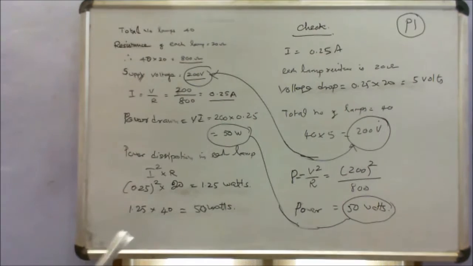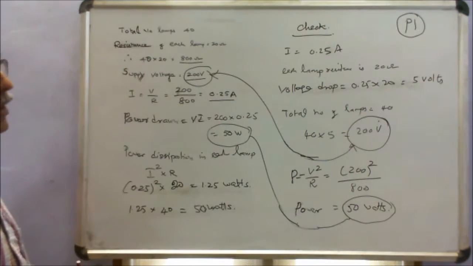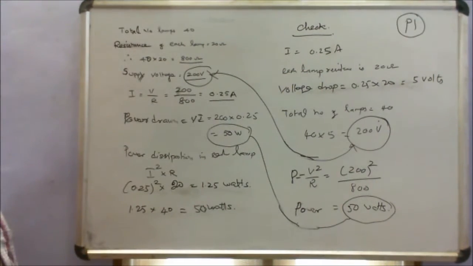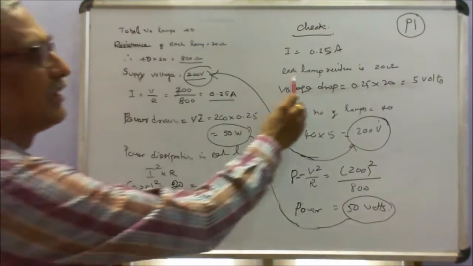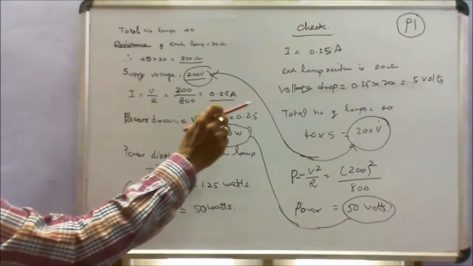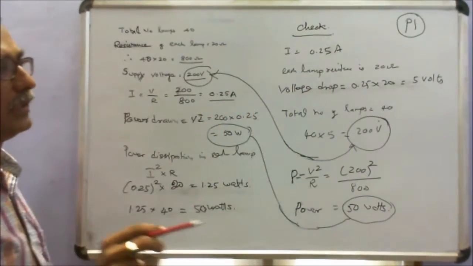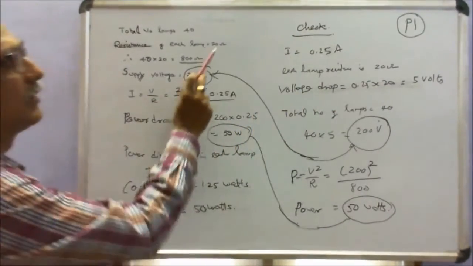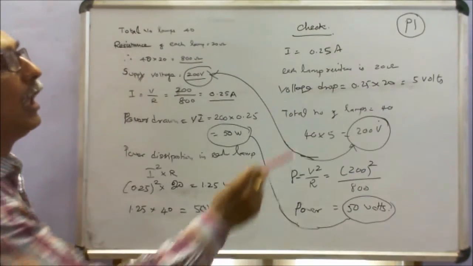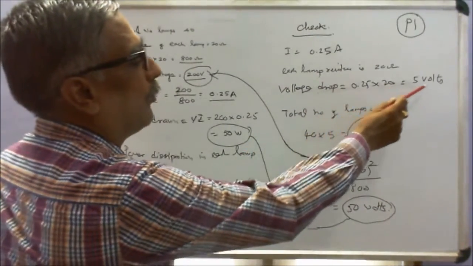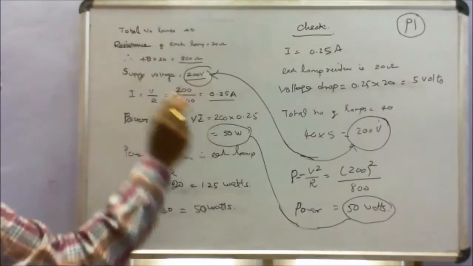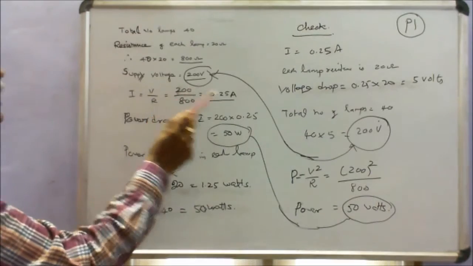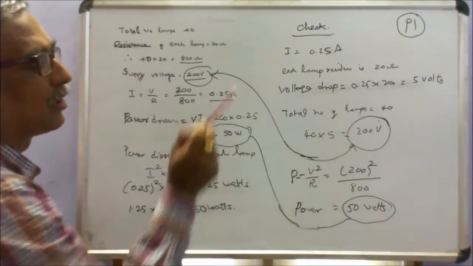Next we can check whether our calculations are correct. Once we know the current, that is I is equal to 0.25 amps, and each lamp resistance is given, we can easily find the voltage drop in each lamp. Voltage drop is equal to 0.25 into 20, the resistance of one lamp, that is 5 volts. How many bulbs? There are 40 lamps. 40 into 5, 200 volts. Here the supply voltage is 200. The calculated voltage is also 200.